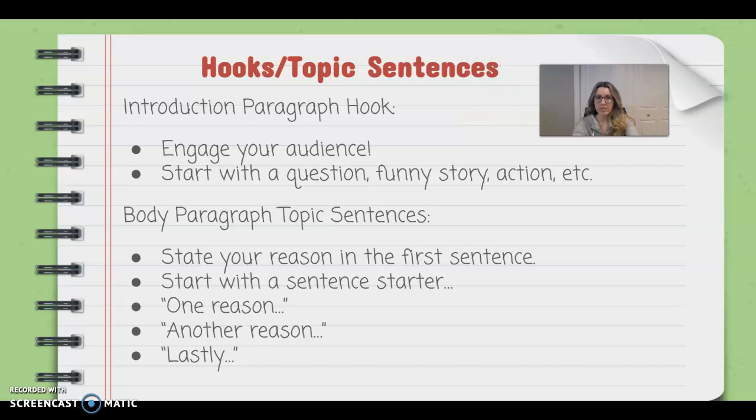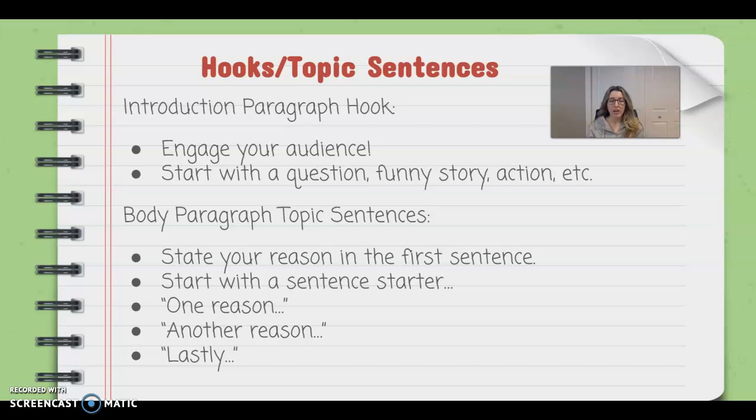So let's talk about hooks or topic sentences. So in your introduction paragraph, you are going to come up with a hook, and you've done this many times throughout your writing with all of your different papers. In your informational writing, you may have started with a question. This is very similar. You have to think about how are you going to approach this. Are you going to start with a question? Are you going to start out with a funny story that's a personal connection? Are you going to start out with an action, something's happening, and give a little bit of storytelling in there as well? So think about how you want to engage your reader and what you want to start off with in your very first sentence, okay?